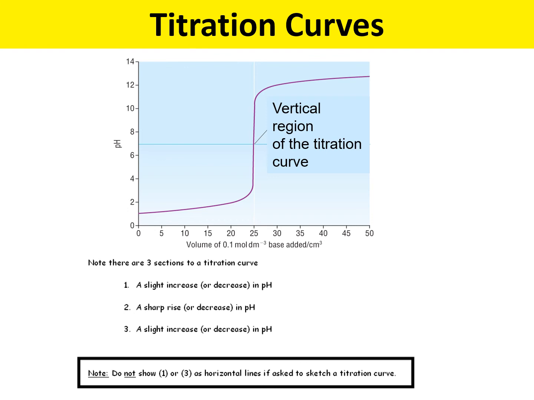of base being added. The vertical region of the titration curve is very important, as this will be the region where we will be able to choose what indicator we use for our titration.